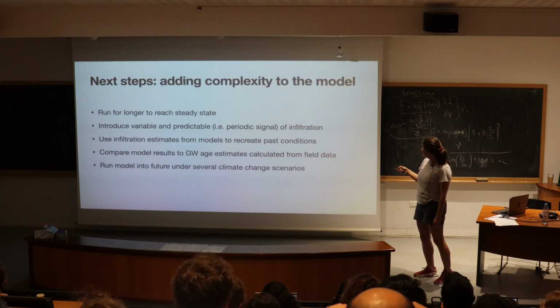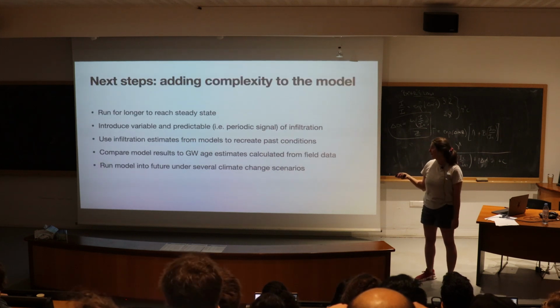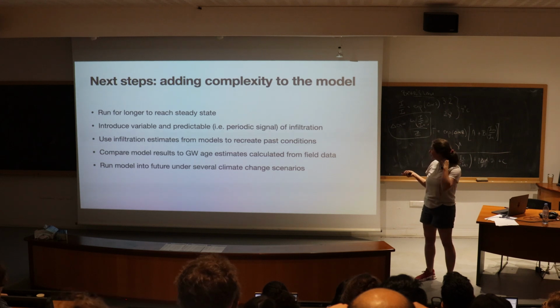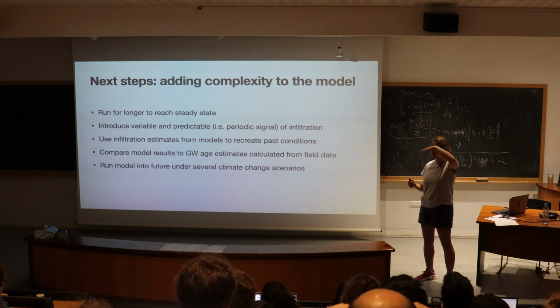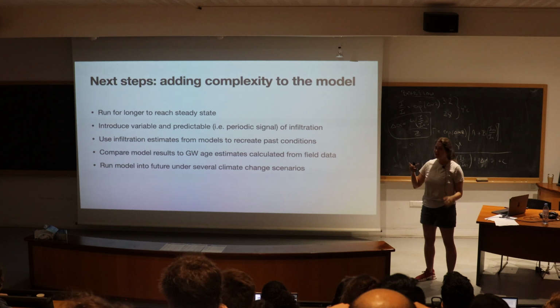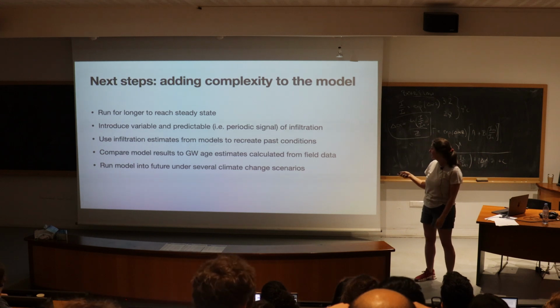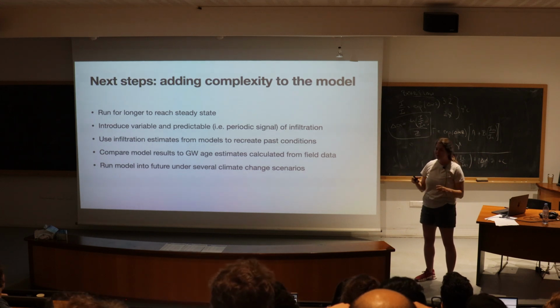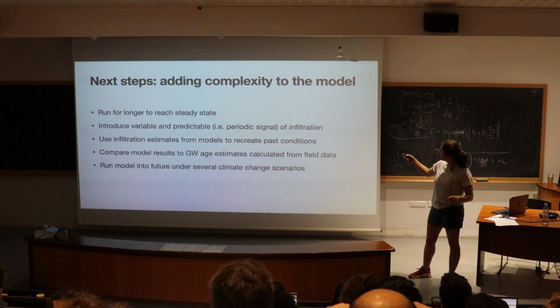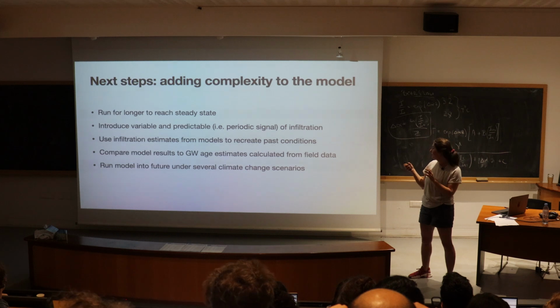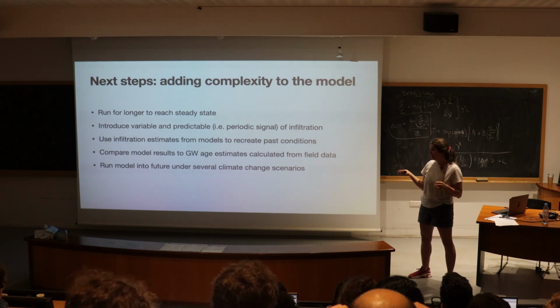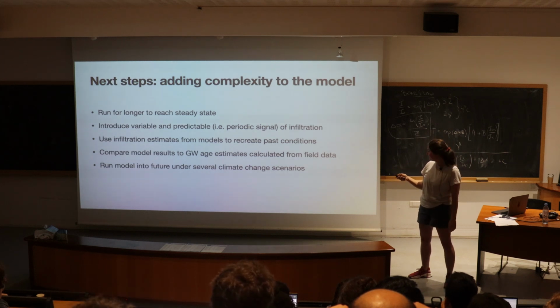So obviously, there's a lot to do. I need to run my model longer to reach steady state before I add tracers. I think next I'll introduce a variable, maybe a periodic signal with different amplitudes, or maybe increasing or decreasing infiltration to see how the model responds. And then ideally I want to use data and maybe more local scale models of recharge or infiltration to recreate past conditions, and hopefully get something where we can compare our model to the field data we have, and then run it into the future for different climate scenarios, and hopefully learn something and move it forward.